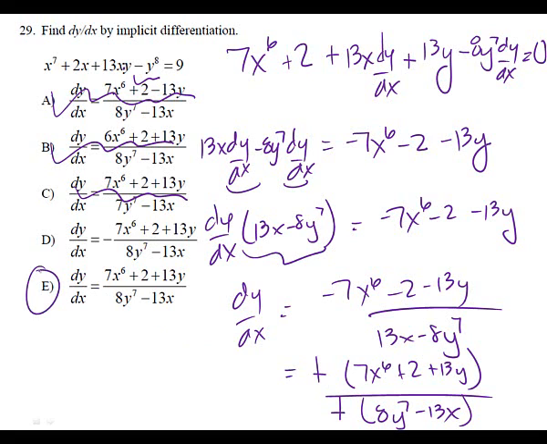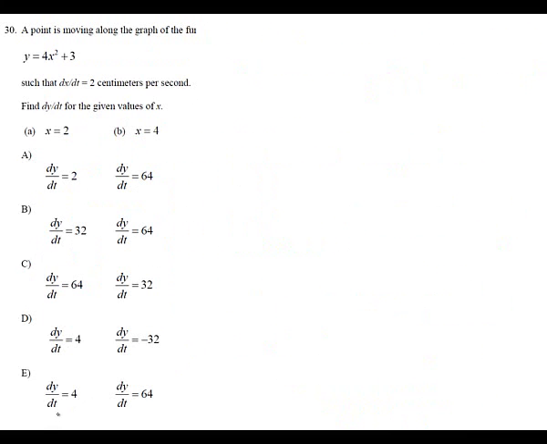All right, we good with 29? Okay. This is a related rates problem. This is a nice one. If we have to have a related rates problem, this is a good one to have.